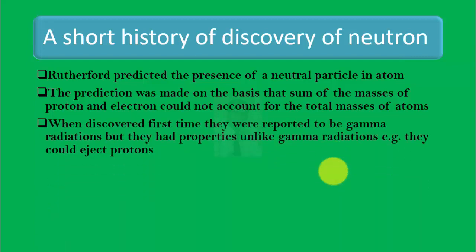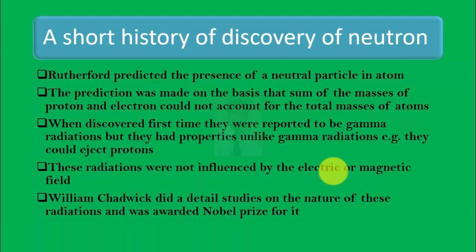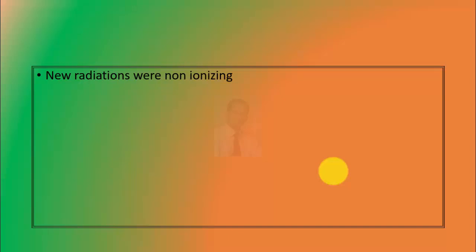When discovered for the first time, they were reported to be gamma radiations, but they had properties unlike gamma radiations. They eject protons. These radiations were not influenced by electric or magnetic fields. James Chadwick did detailed studies on the nature of these radiations and was awarded the Nobel Prize for it. The new radiations were non-ionizing.